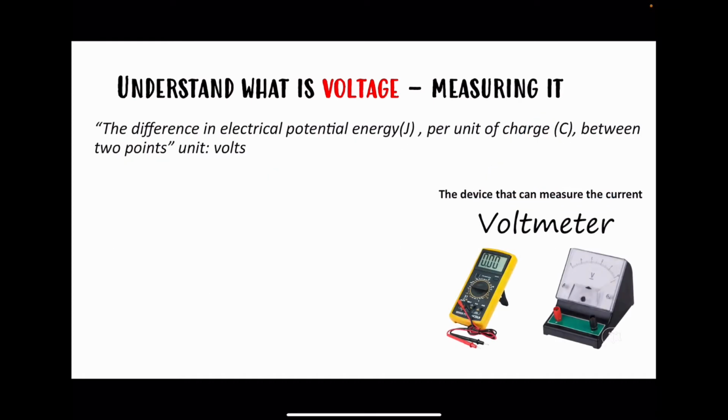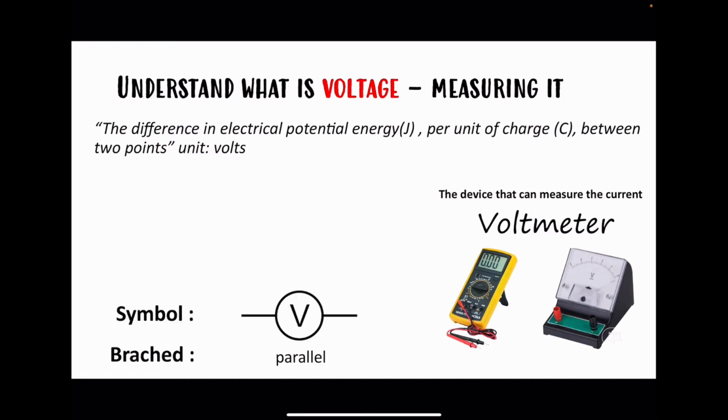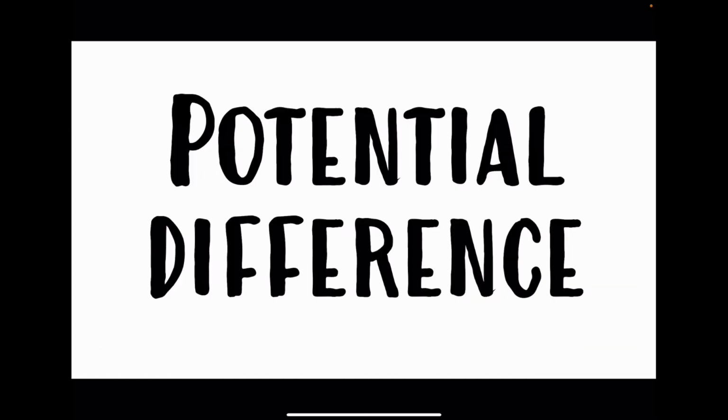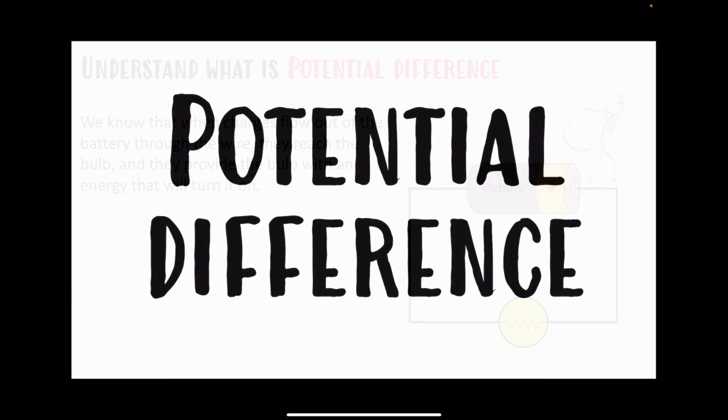So how can we measure the voltage? Voltage is measured using a voltmeter, which is usually branched in parallel. We will also get to understand what branching components in a circuit means. Now, voltage is also called the potential difference.